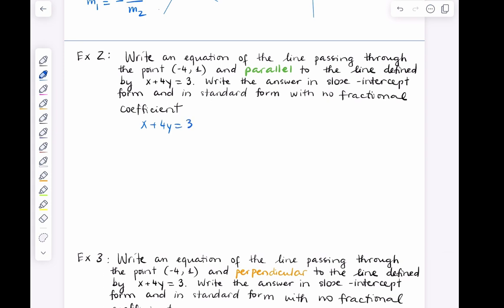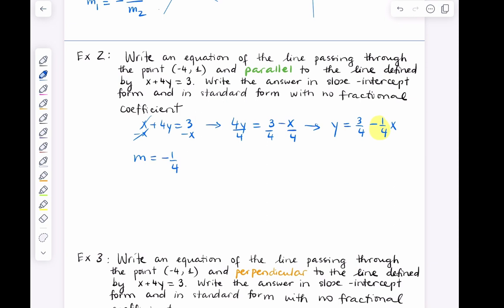Right now, this equation is in standard form. To be able to tell what the slope is, we need to convert it to slope-intercept form by getting y by itself. So first, we're going to subtract x from both sides. That will result in 4y is equal to 3 minus x. We'll then divide both sides by 4. So that will give us y is equal to 3/4 minus 1/4 times x. Remember, the slope is the coefficient of x. So the slope here would be -1/4.